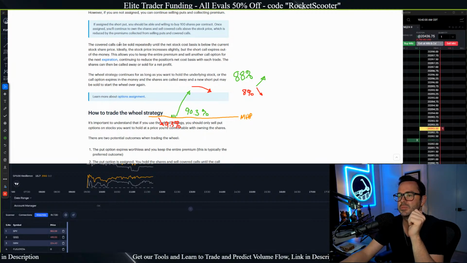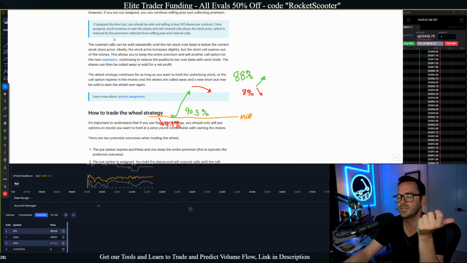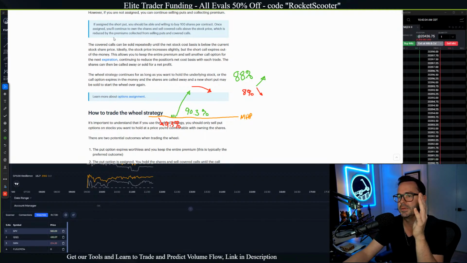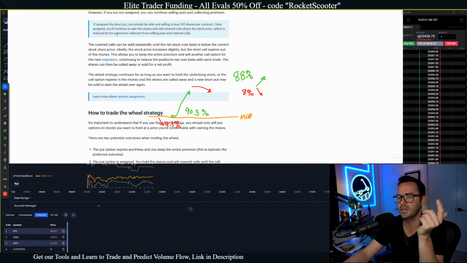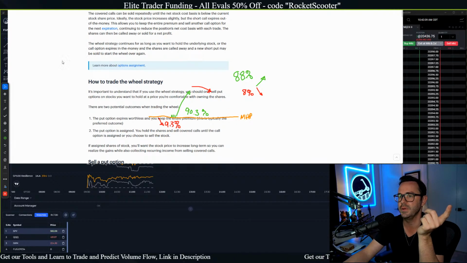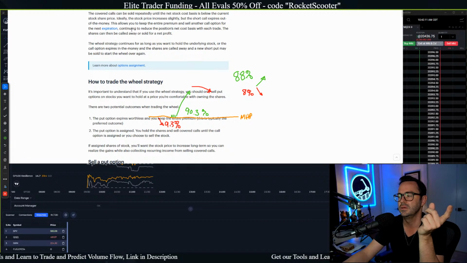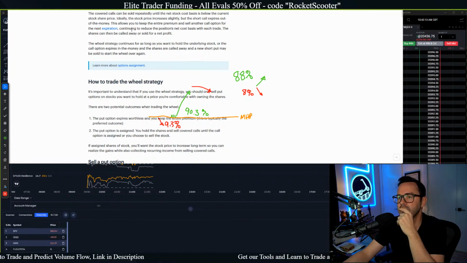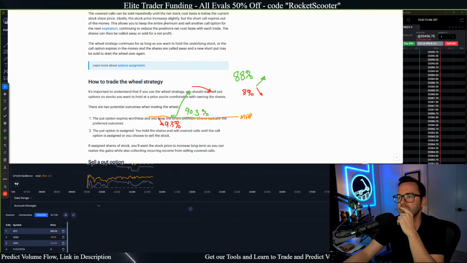Covered calls can be sold repeatedly until the net stock cost basis is below the current share price. Ideally, the price, blah, blah. The short call expires out of the money. You're selling out of the money calls, betting the market goes up slowly. Let's keep the entire premium from selling the calls for next expiration.